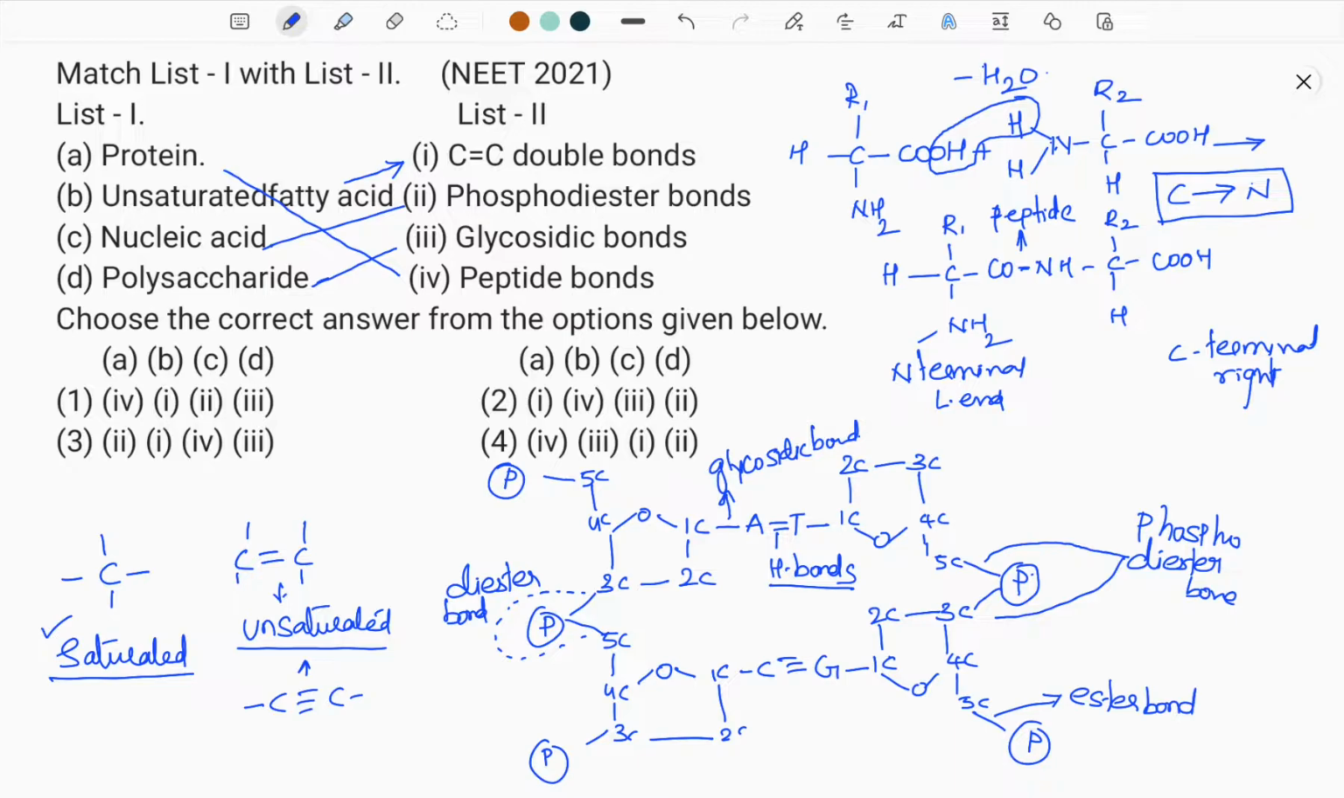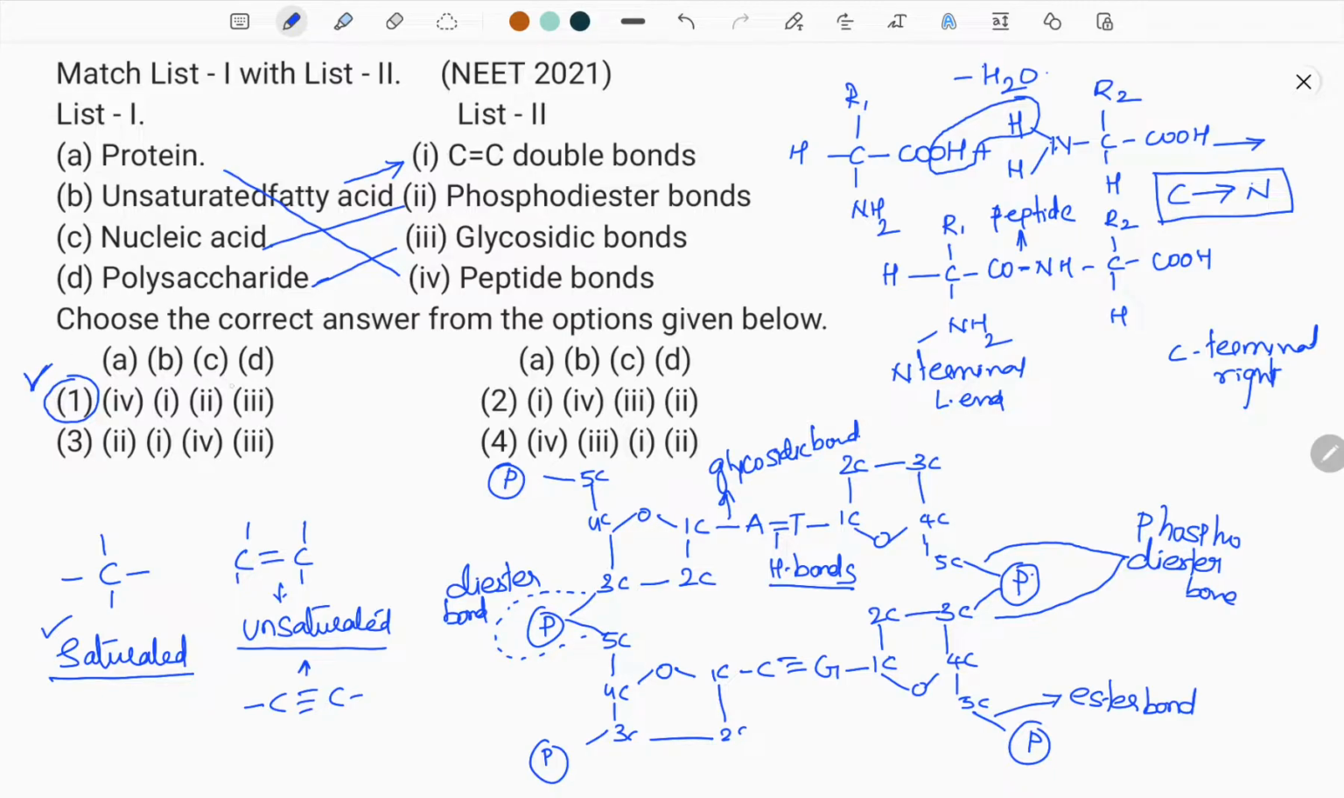So when you see here, protein is A4, that is there in first and fourth. See, the question is very clever: the protein peptide bond is there in the first option as well as the fourth option. So we should go to the second one, B, unsaturated fatty acid, that is C double bond C, that is B1. B1 is present only in the first option, not in the fourth option. So this will be the correct answer.